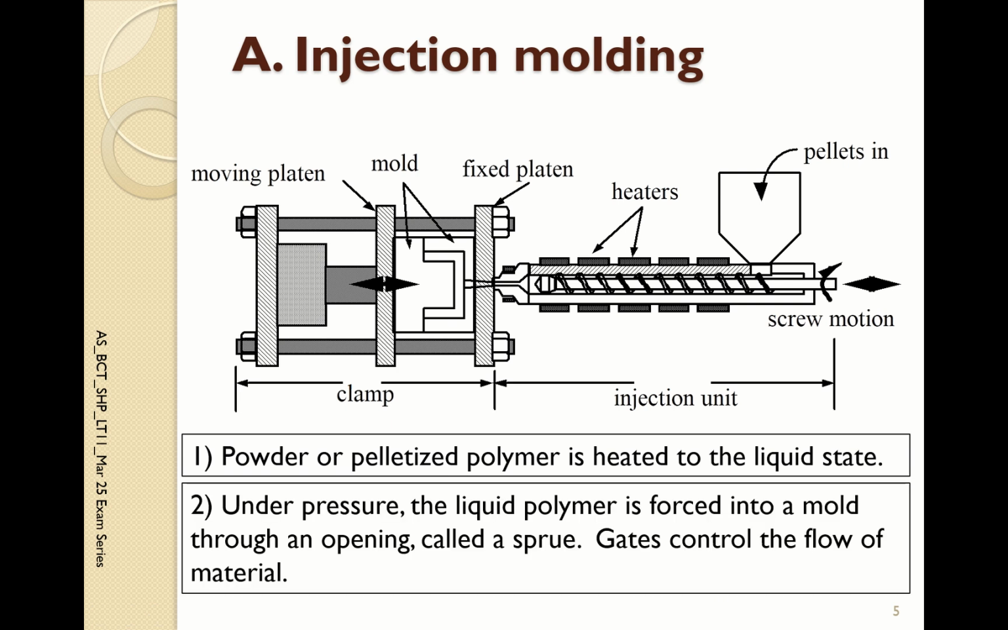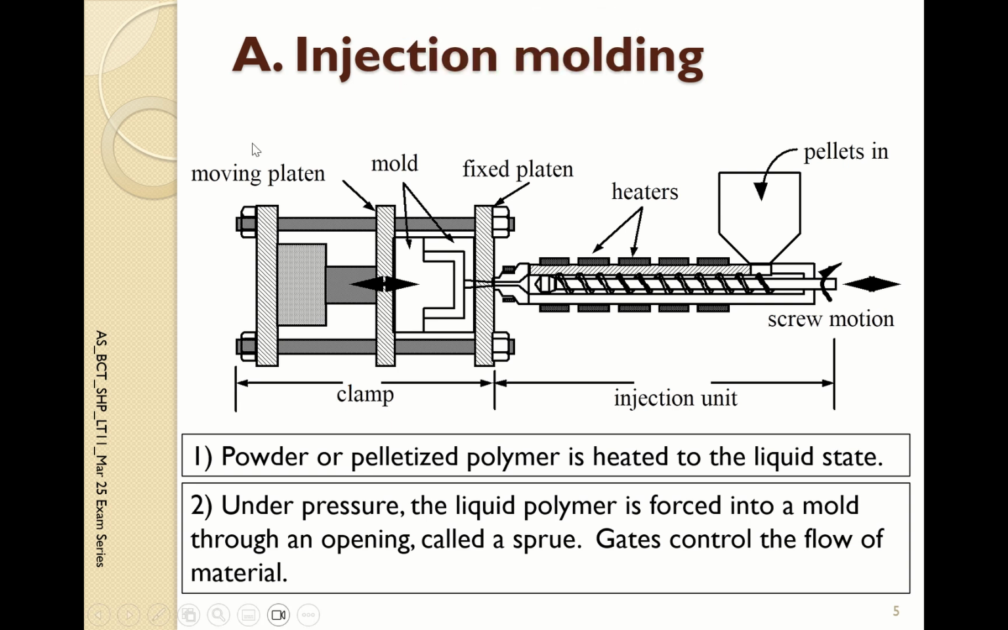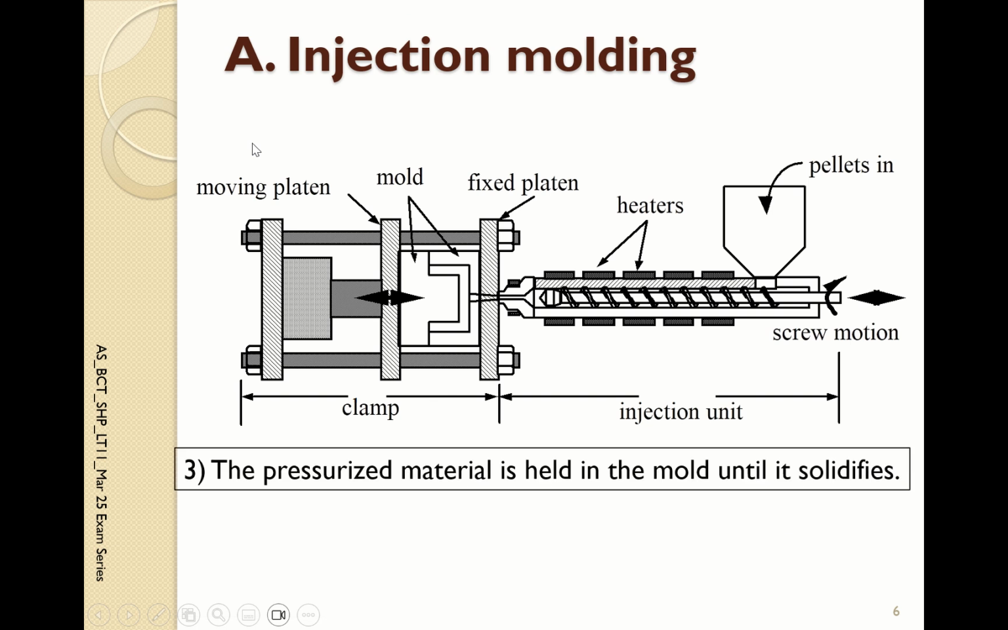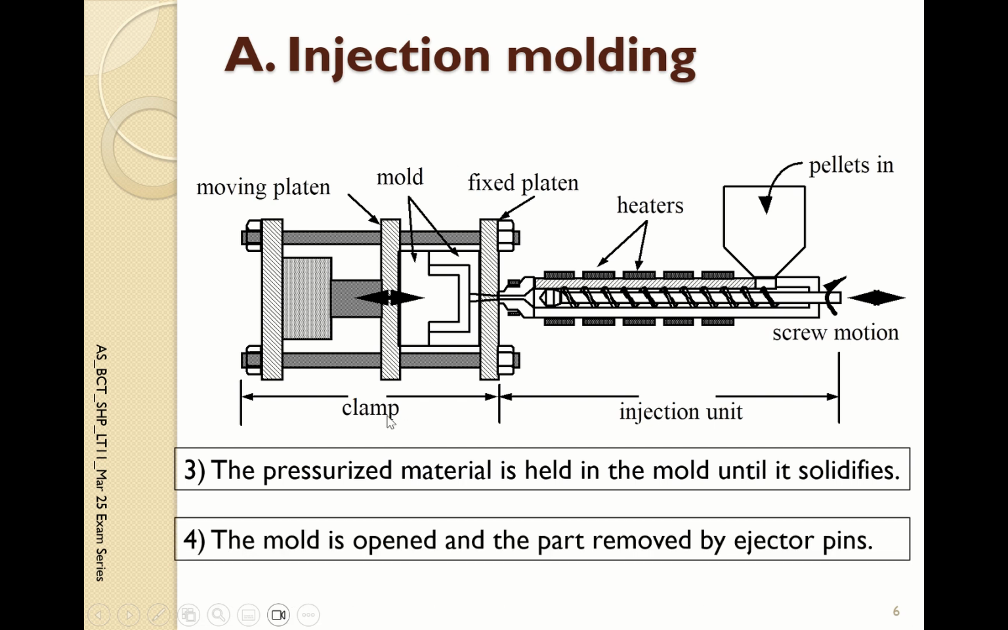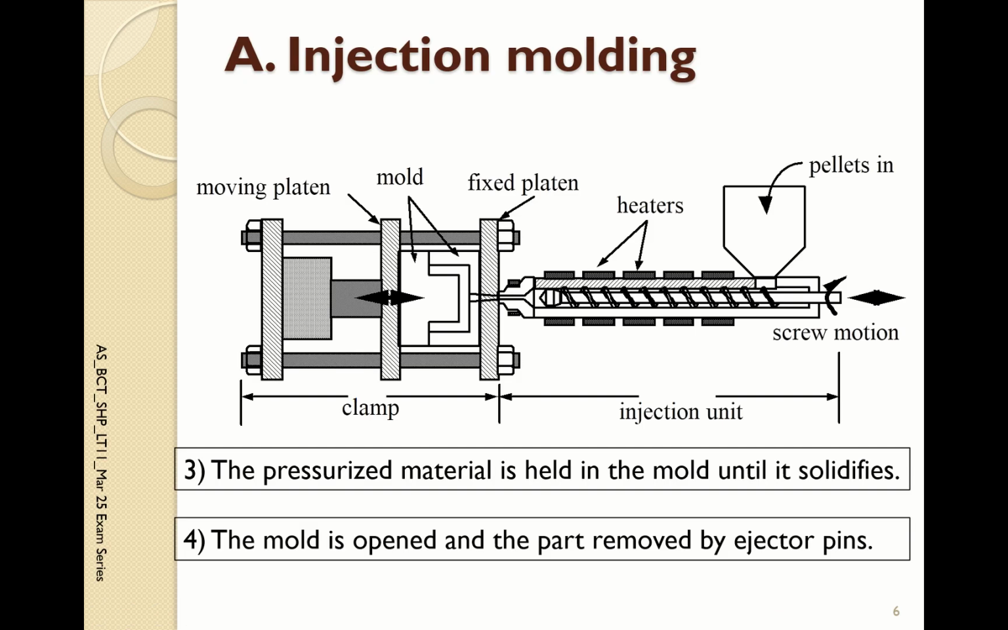Okay, heated, forced through into a mold. Then after that, you keep it inside the mold until it solidifies. That means cool down there, and then open the mold, and then there's an ejector pin to eject this solid polymer out. Okay, and that's it. So this is injection. That means the liquid polymer is injected into the shape that you want and solidifies, and you get that shape.